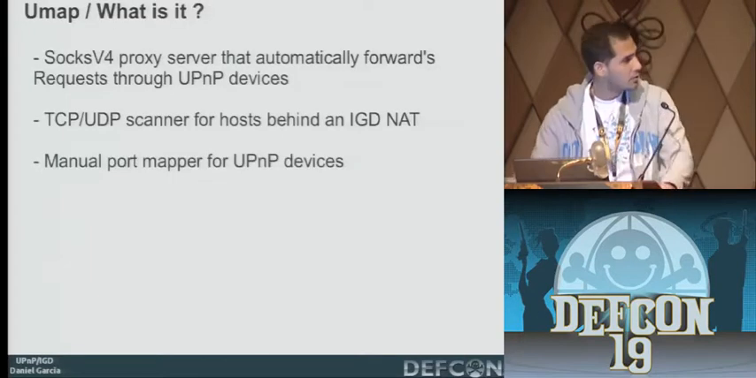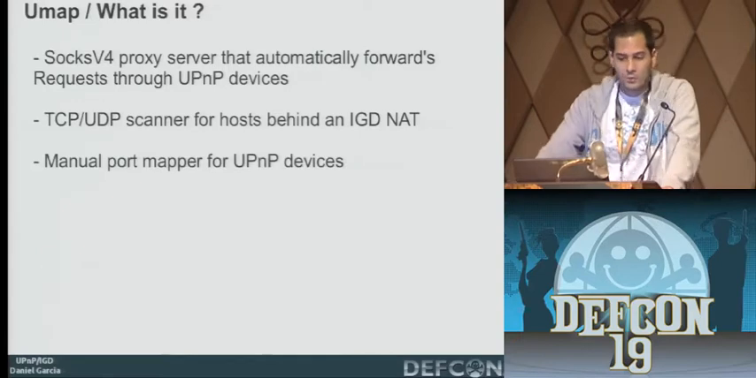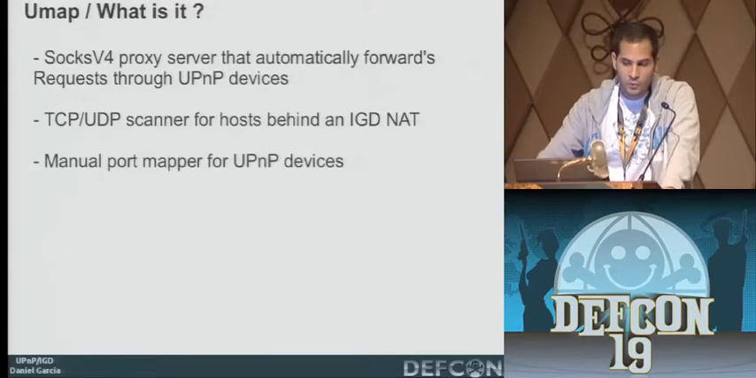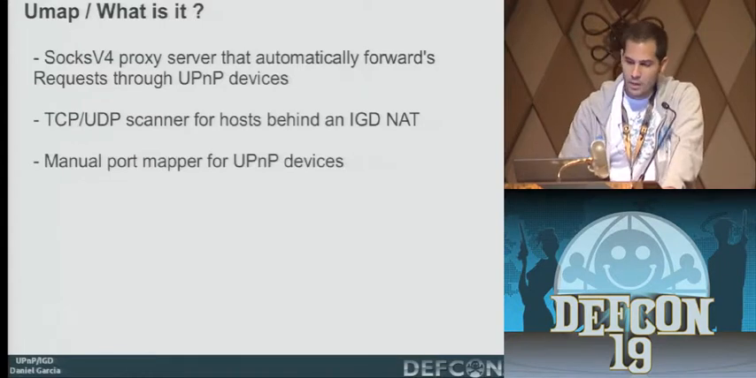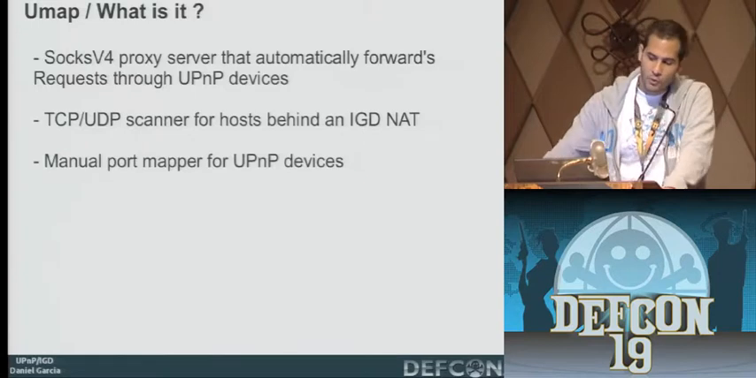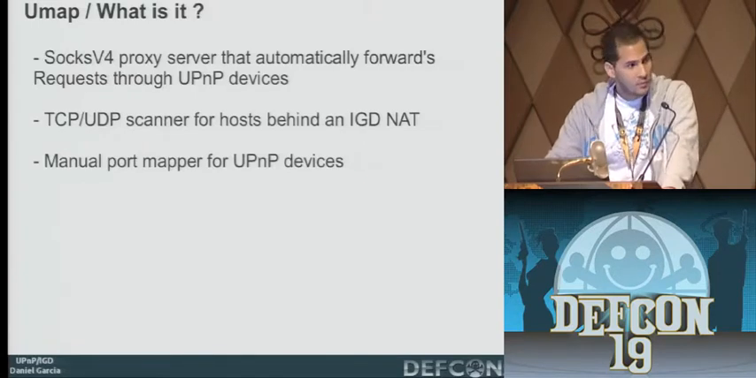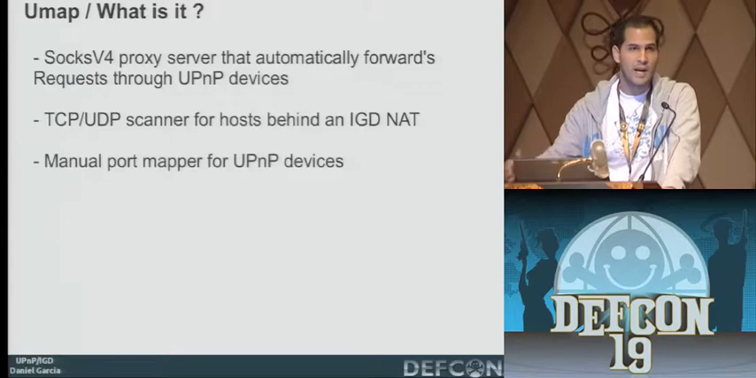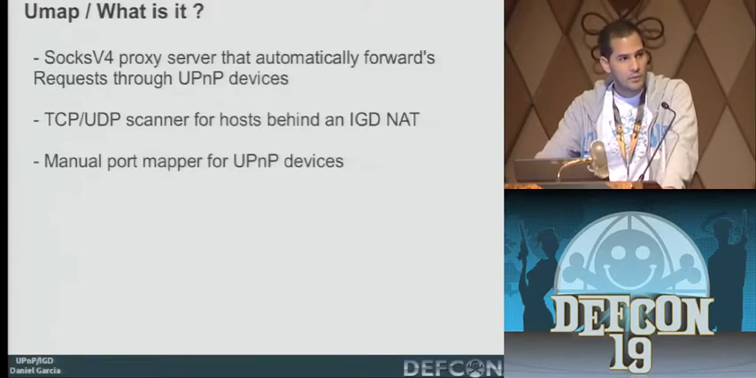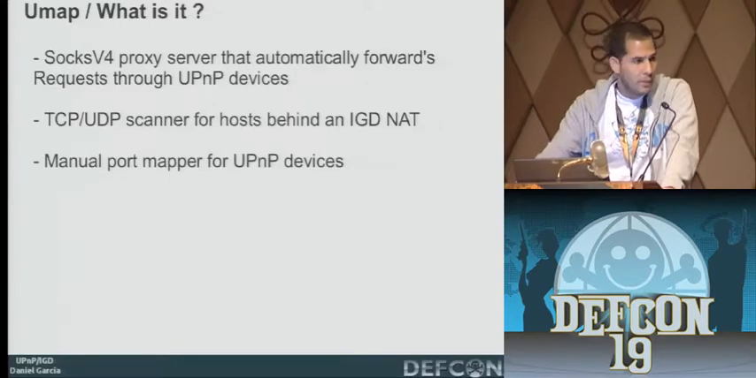So UMAP, the tool, what is it? First of all, it's a SOCKS proxy server that forwards or pipes the request through UPnP devices. I'm going to explain it a little bit better and a little bit further down the road. It's also a TCP/UDP scanner for hosts behind the IGD NAT. Basically, we can scan the services of the host inside the NAT from outside. And also a manual port mapper for UPnP devices.